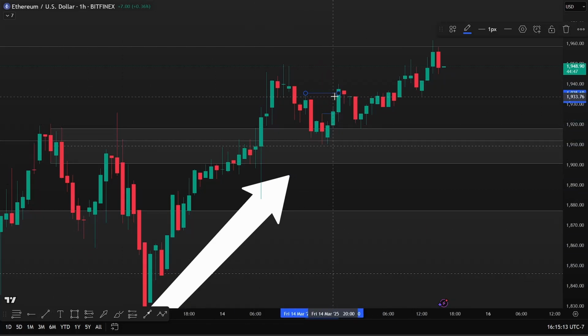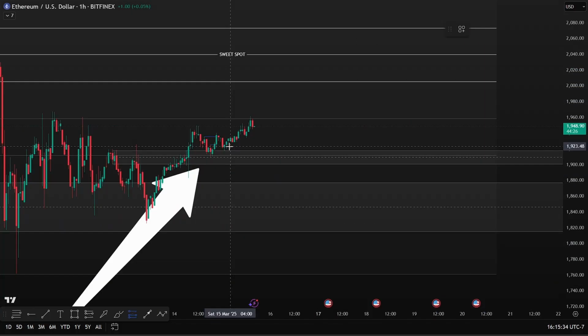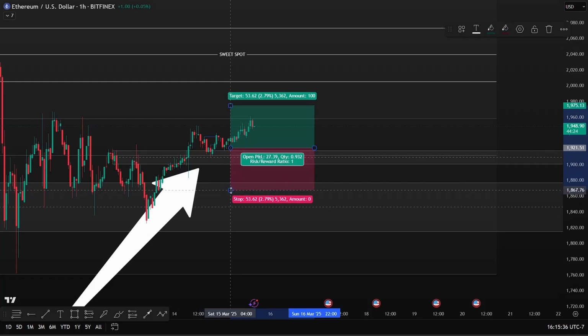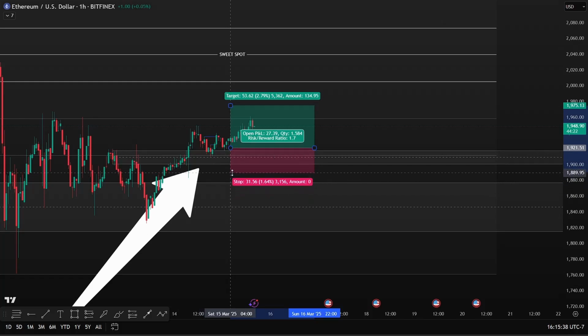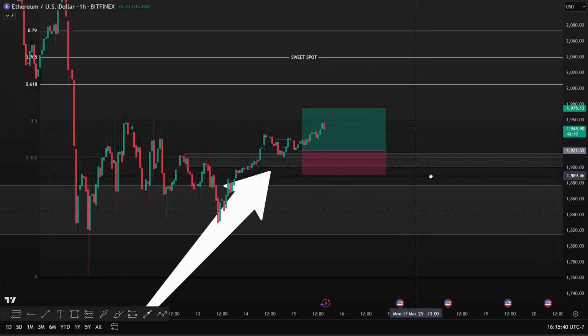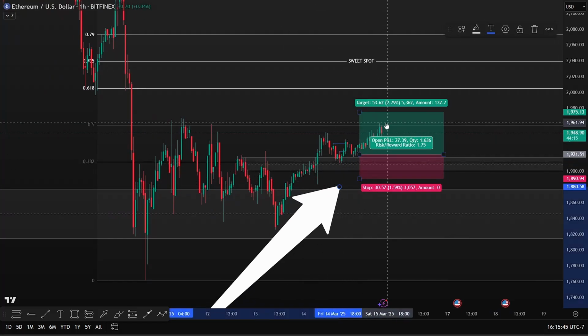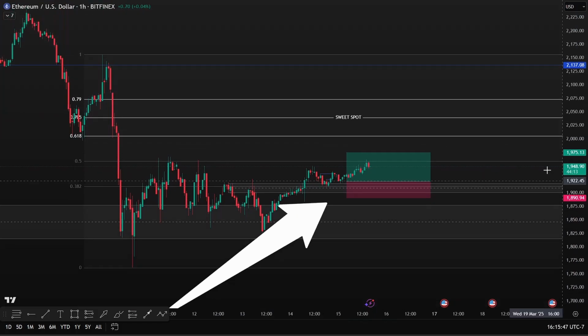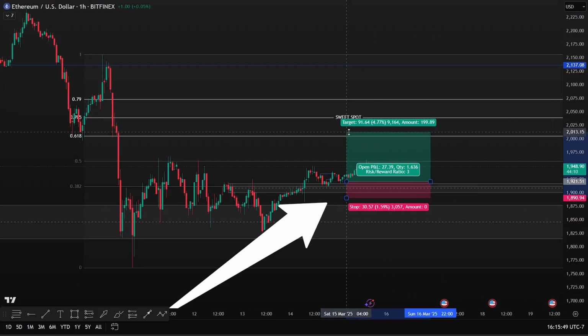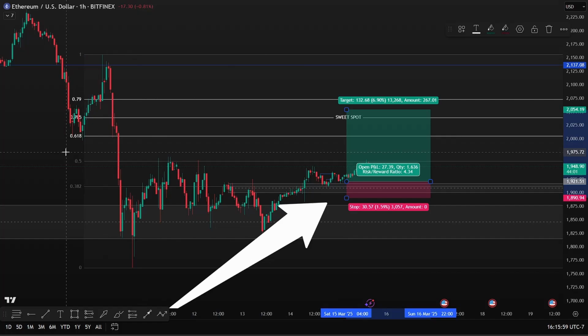So after these two breaks of market structure, when it came down, I had this order block in mind. I got in here. I put my stop just below this breaker, this area here, right? And where am I targeting? I'm targeting another breaker up in the sweet spot. Targeting up here.